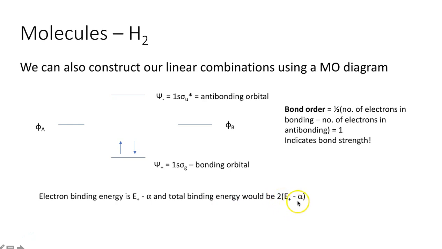Now, the evaluation of alpha, for example, we could actually determine because that's a hydrogen atom and we can solve that problem. But evaluating E plus is not a trivial thing to do, and typically that's something we do computationally.